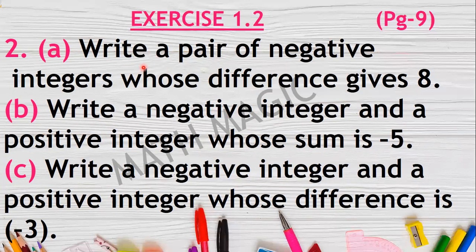Now, unlike the previous question, in this question it has been specified what the signs of the integers are. Here, in the first part, a pair of negative integers is given. In the second part, both negative and positive have been given. Similarly, in the third part, both positive and negative are there. Now, let's see how to do such questions.